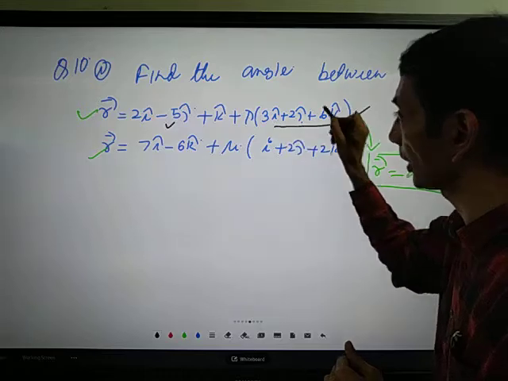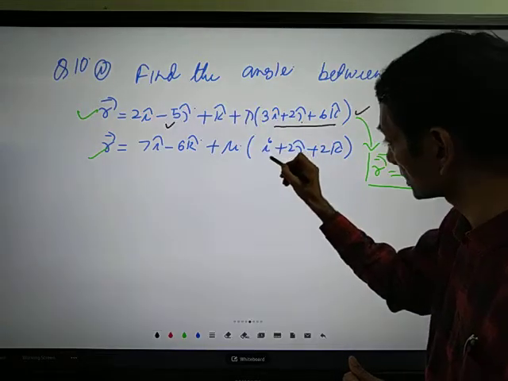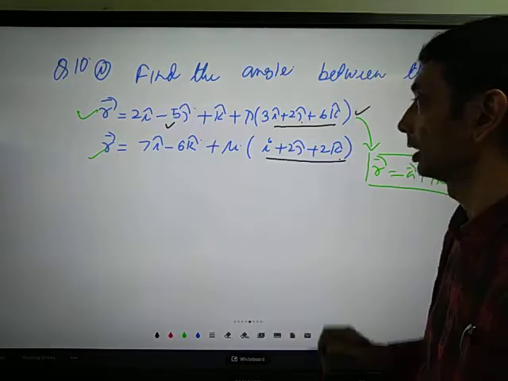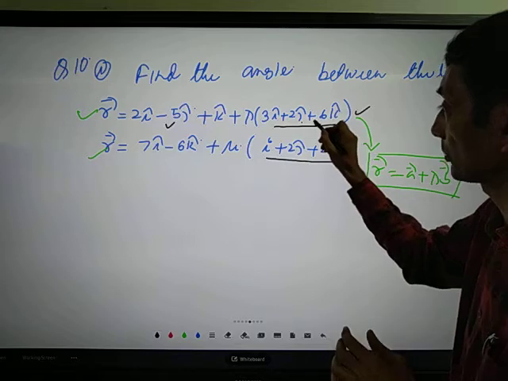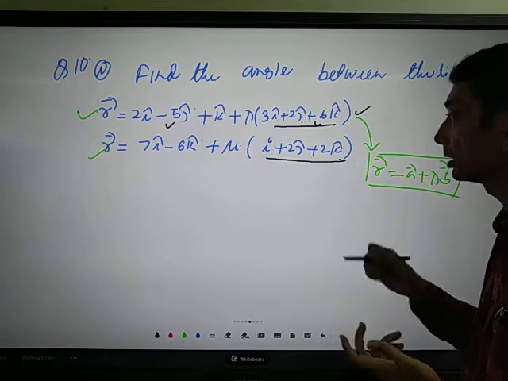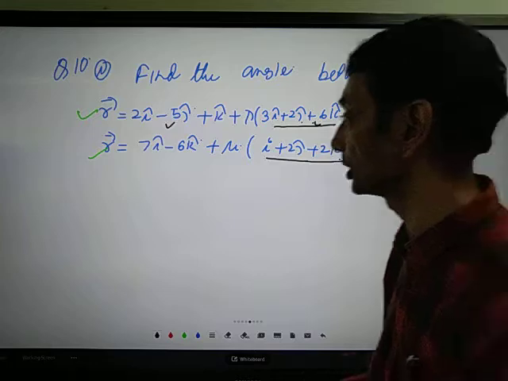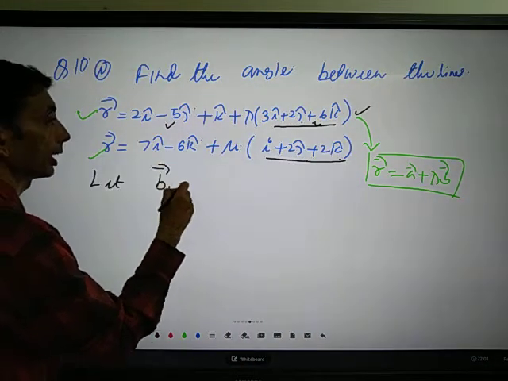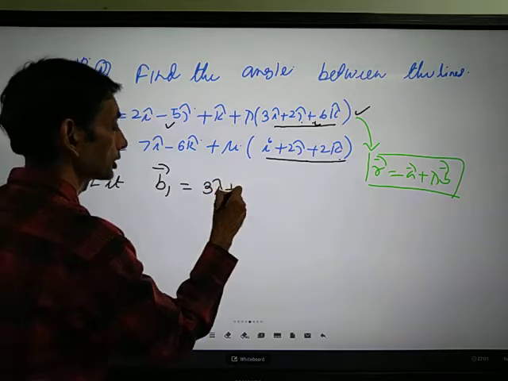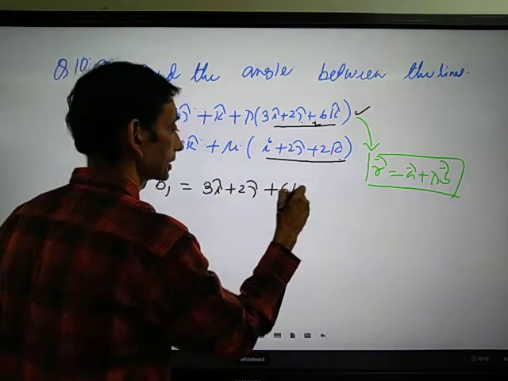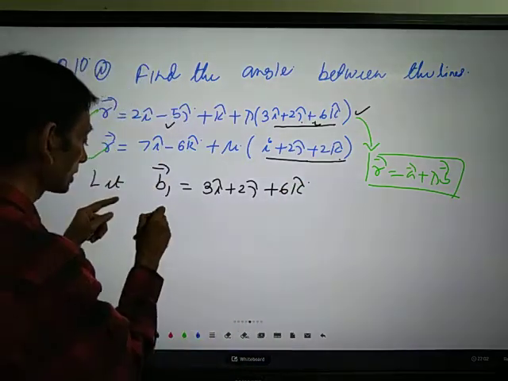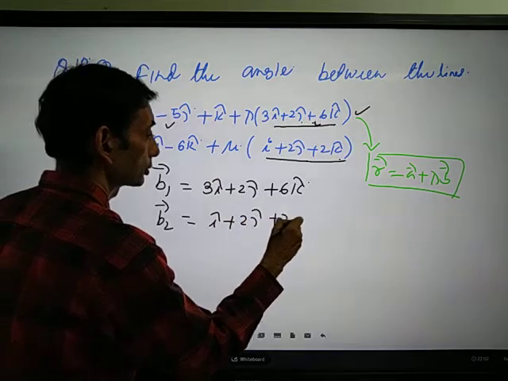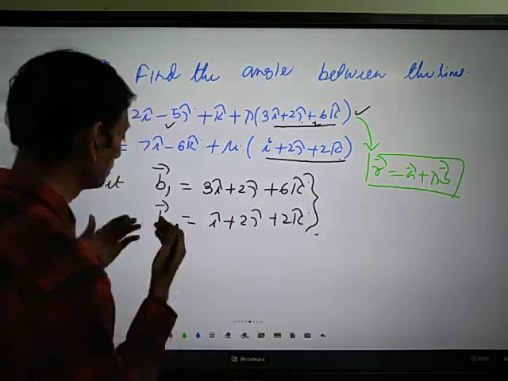This is a vector which is parallel to the line, and this is a vector which is parallel to this second line, right? Because the parallel vectors we normally denote by b, you can just take this one as b1 and this as b2. Vector b1 is 3i cap plus 2j cap plus 6k cap, and b2 is i cap plus 2j cap plus 2k cap. Fine.